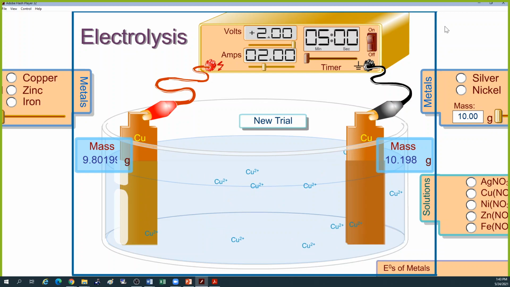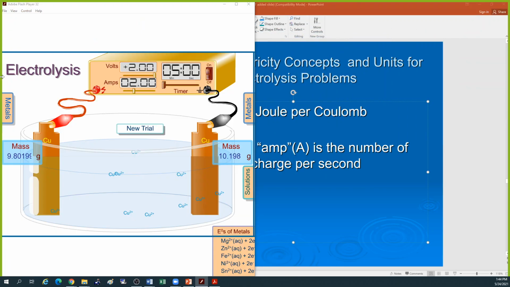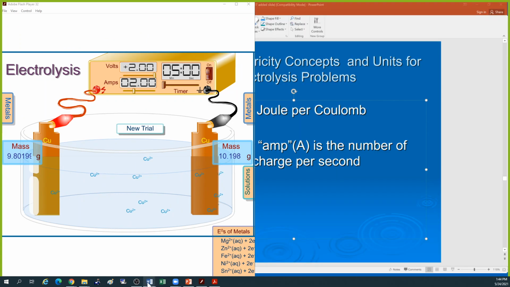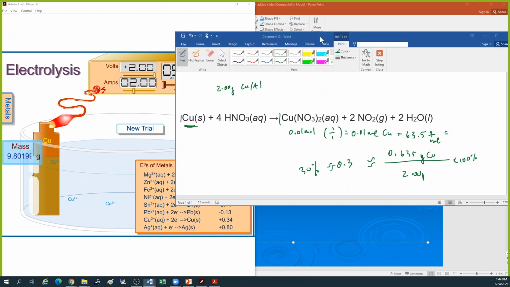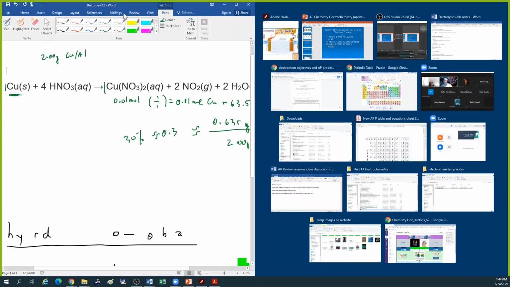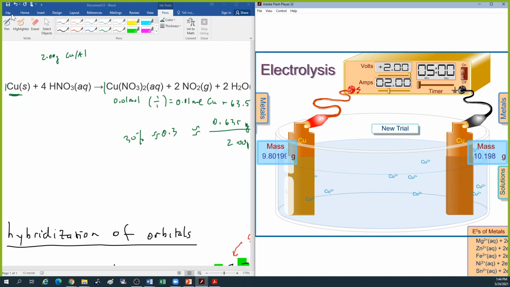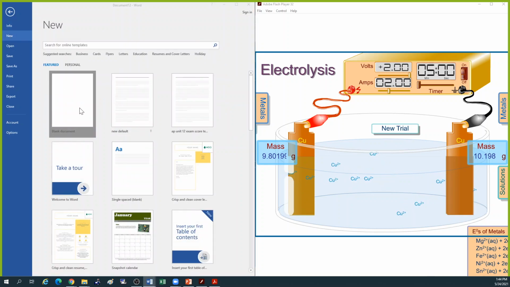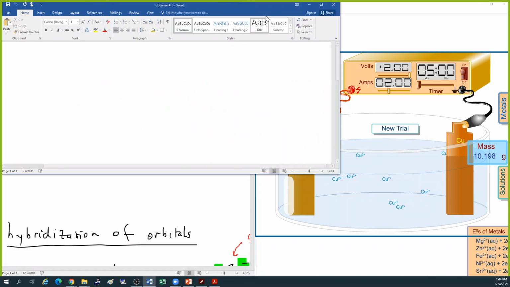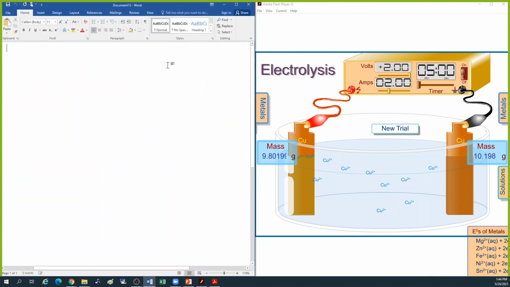So we've got to look at the data on this, and I'm going to split this into two so we can do it together. So this is one of the typical types of calculations you have to be able to do in terms of electrolysis. The question might ask, well, if this is the current and this is how long you run it, how much copper will be plated?